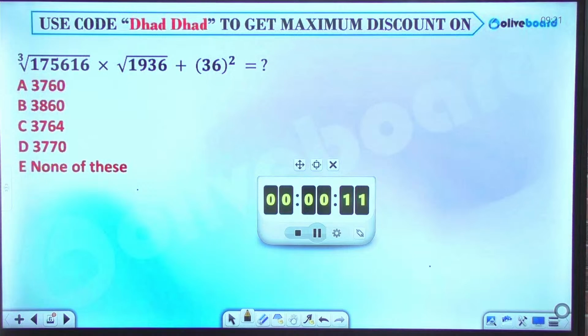Yes, Raghu, D and E will be. Why are you calculating D and E? Is it necessary to calculate D and E? It's not necessary to calculate D and E.